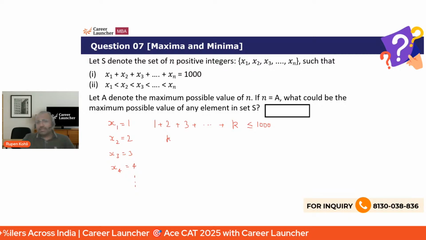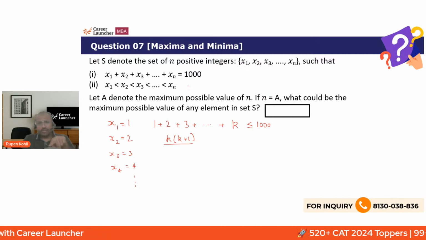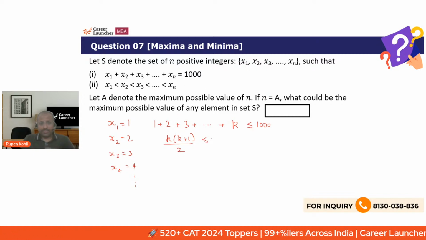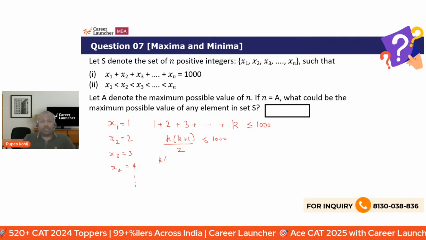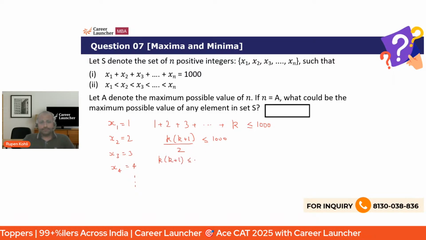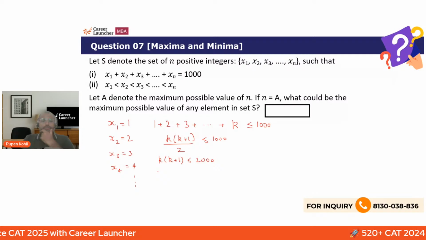We know this summation is k into k plus 1 by 2. The sum of the first n natural numbers is n into n plus 1 by 2. I'm using the variable k because n is already used in the problem, right? So k into k plus 1 by 2 is less than or equal to 1,000. Okay, so k into k plus 1 is less than or equal to 2,000. Now I want k to be as large as possible, right? What is the maximum value of k such that k into k plus 1 is less than or equal to 2,000?